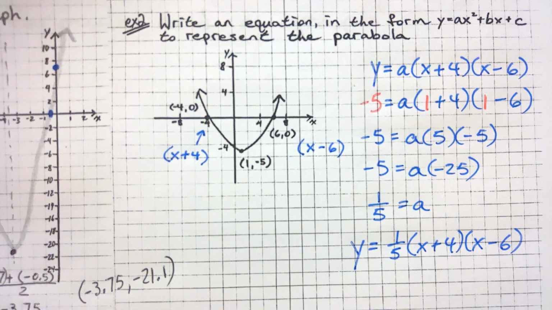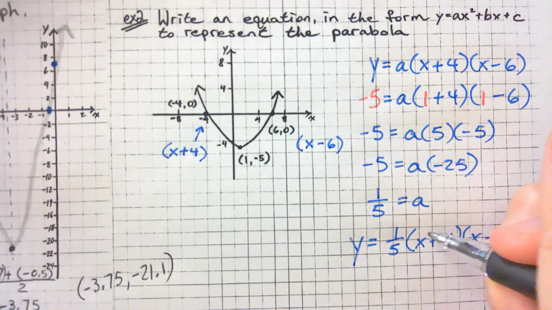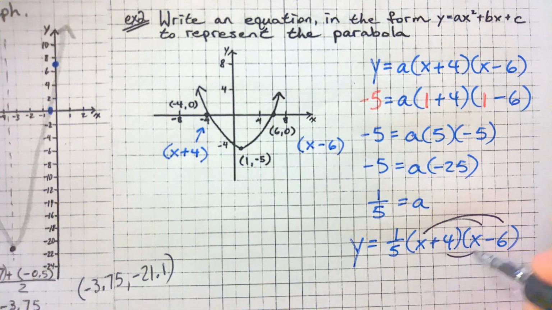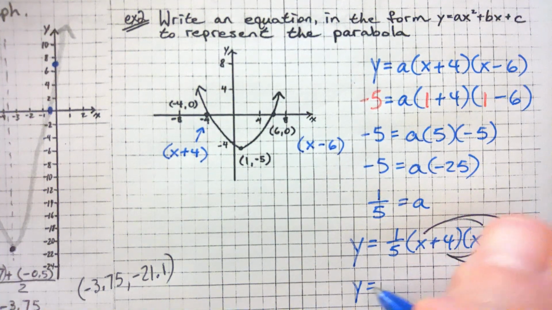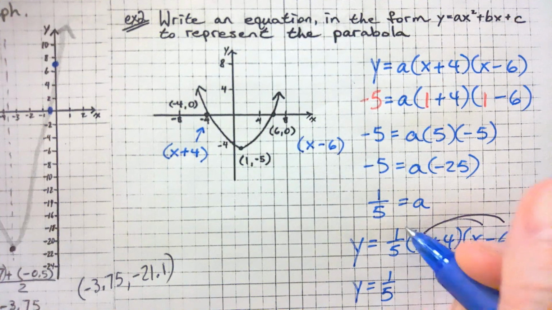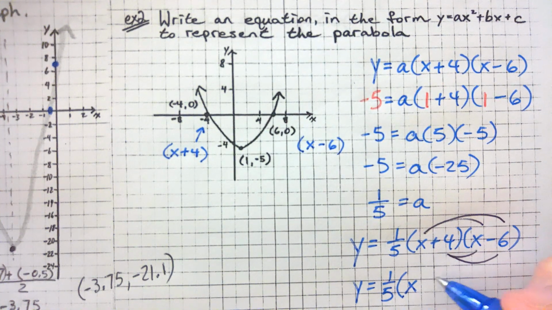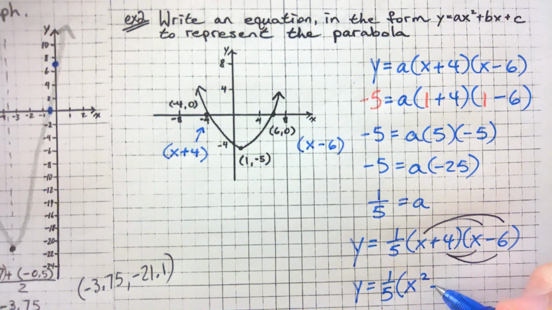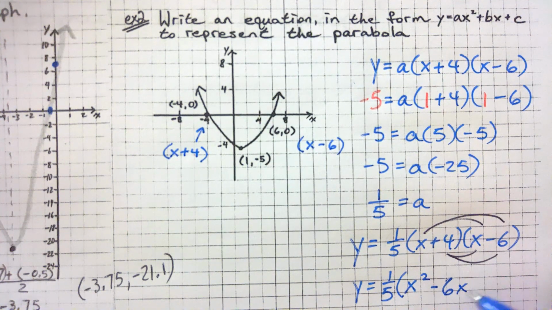Okay. And then how do I change from factor form to standard form now? FOIL. Yeah. First, outside, inside, last. Okay. So y equals 1/5. Don't worry about that 1/5 yet. Do the FOIL first and then multiply everything by 1/5. So x squared minus 6x plus 4x minus 24.